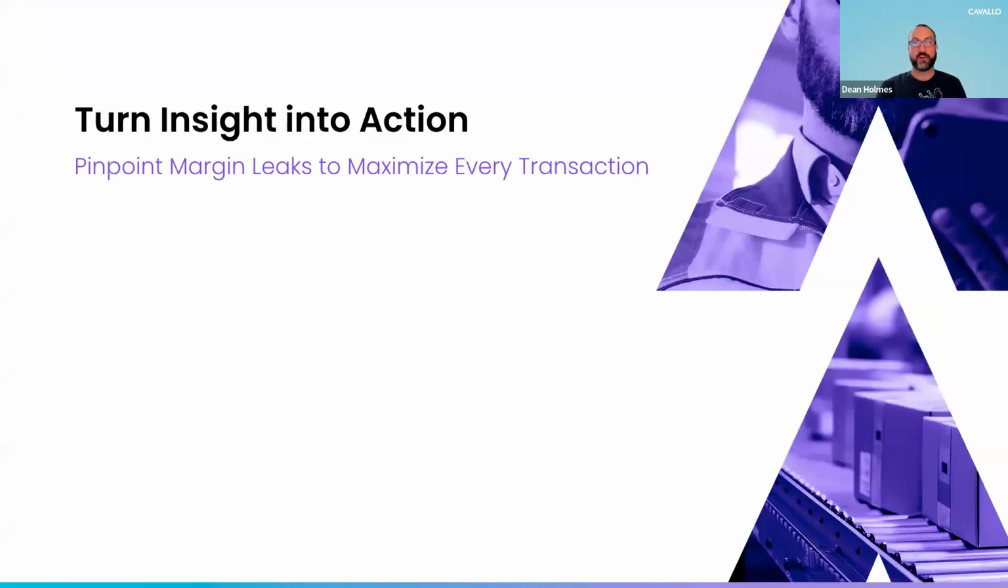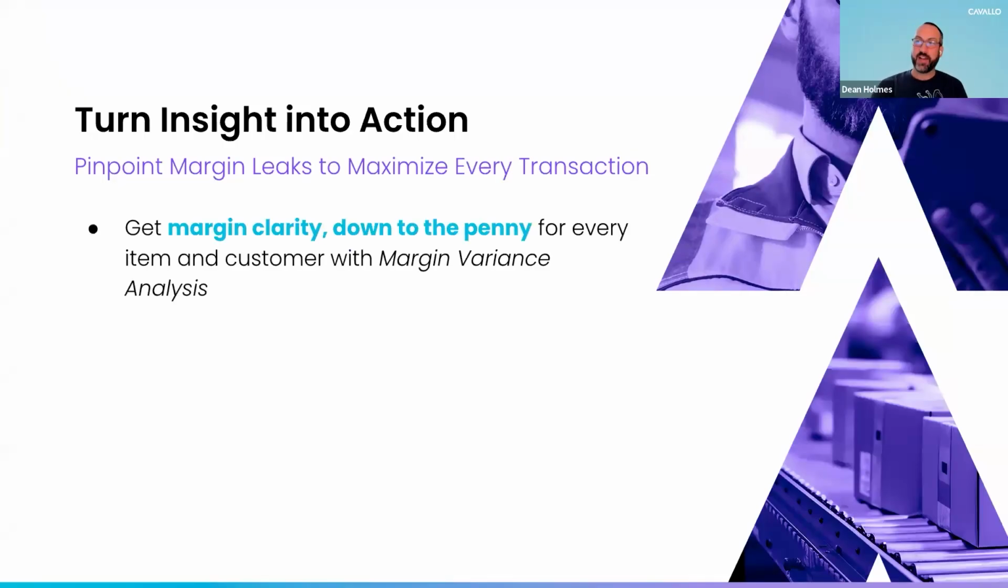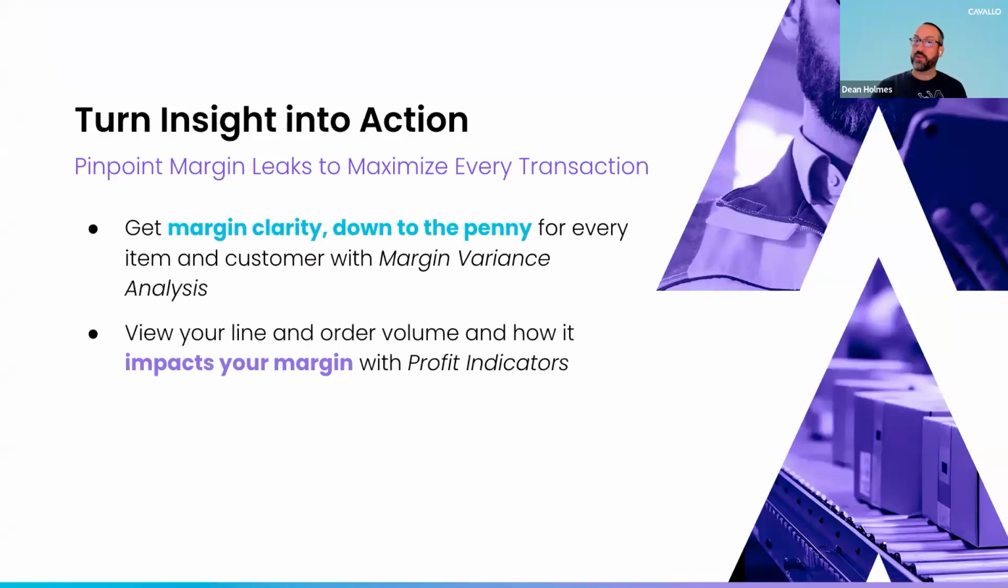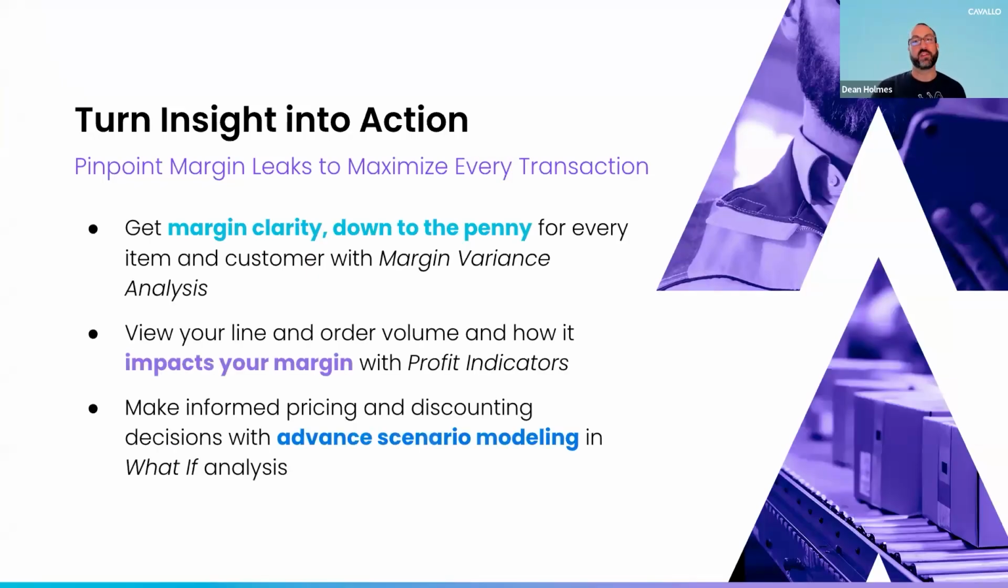Maximizing profitability requires understanding down to the penny where you're leaking or gaining margin, which margin variance analysis can provide. It provides you that margin clarity all the way down to the penny for items, customers, orders, etc. With profit indicators, you get that clear picture of the profit levers you can pull to impact your business. And with the what if scenario modeling, you can understand how changes to price, cost, volume, etc., could impact your business. This is the science of profit in action.